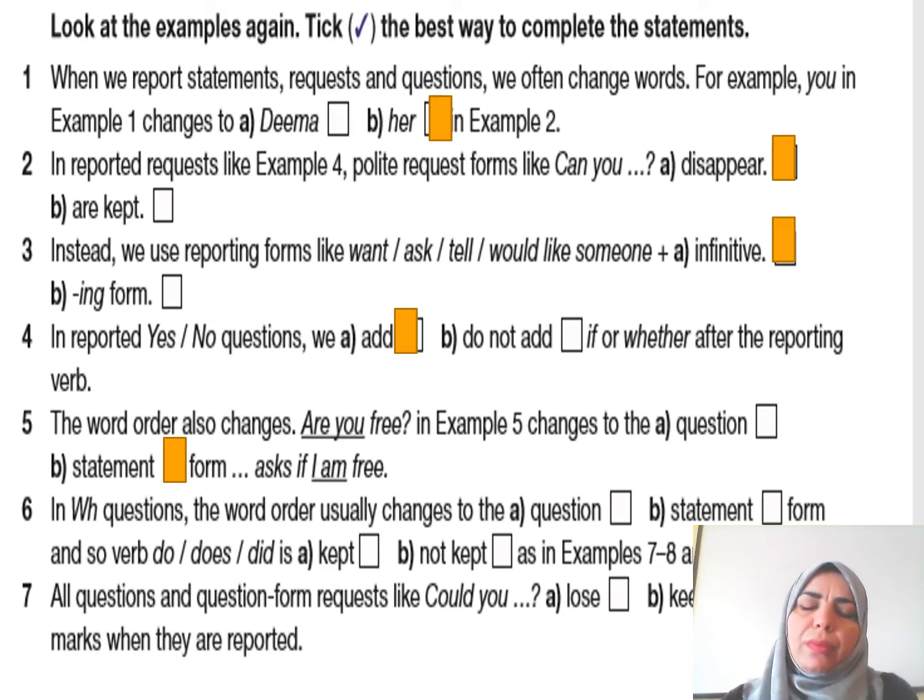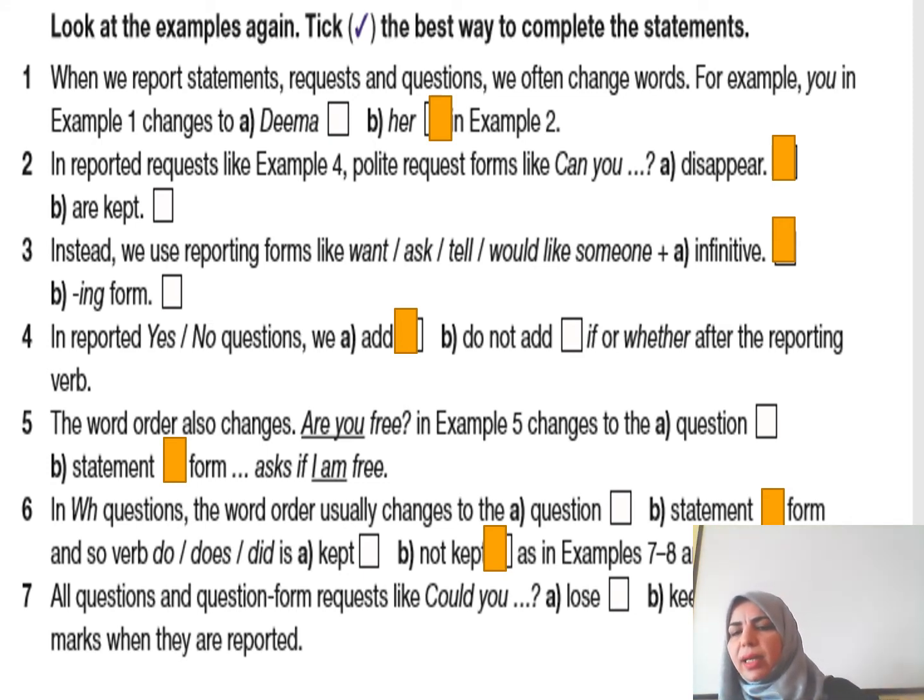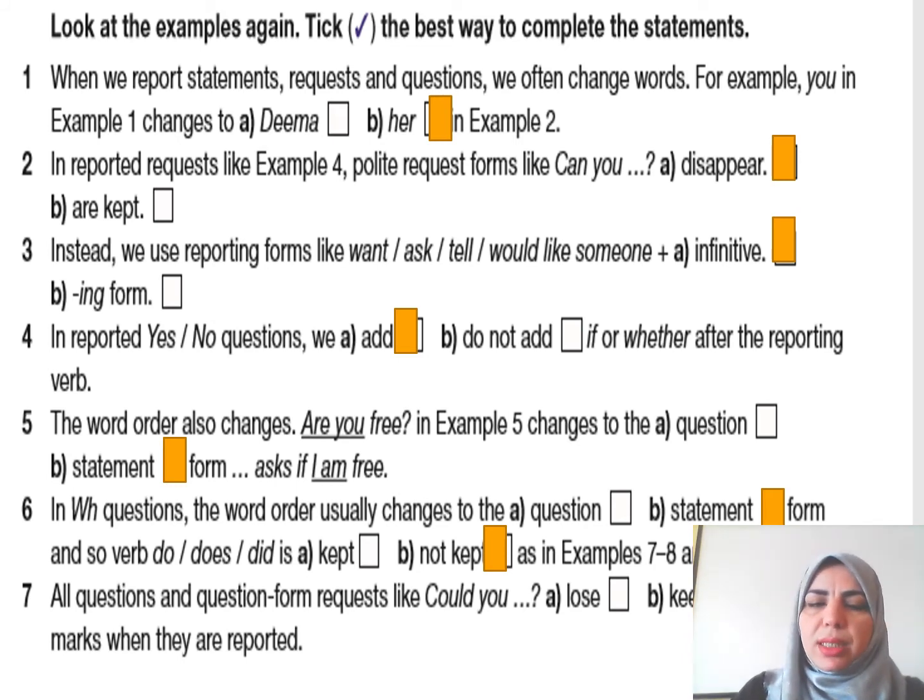Number 6, in WH questions, the word order usually changes into a statement form also. And so verb 2, does, did, is not kept. We delete them. As in examples 7, 8, 9 and 10. Go back to examples 7, 8, 9, 10. Look at does and did. We deleted them when we changed them to reported speech.